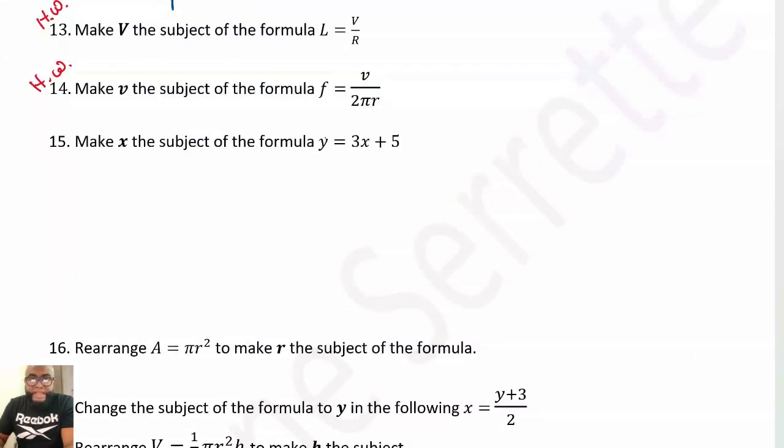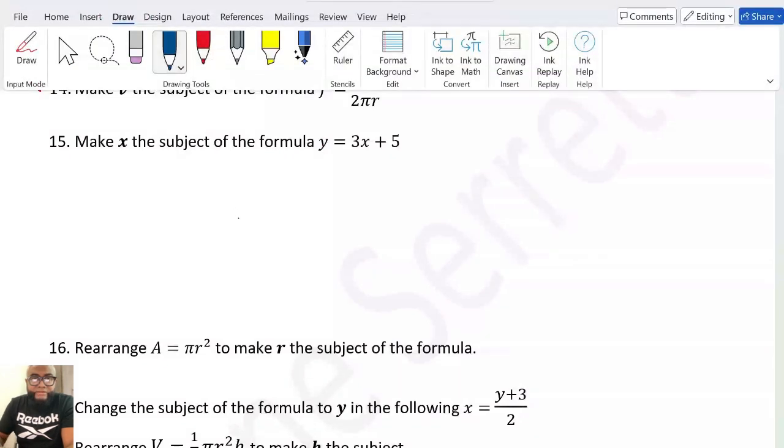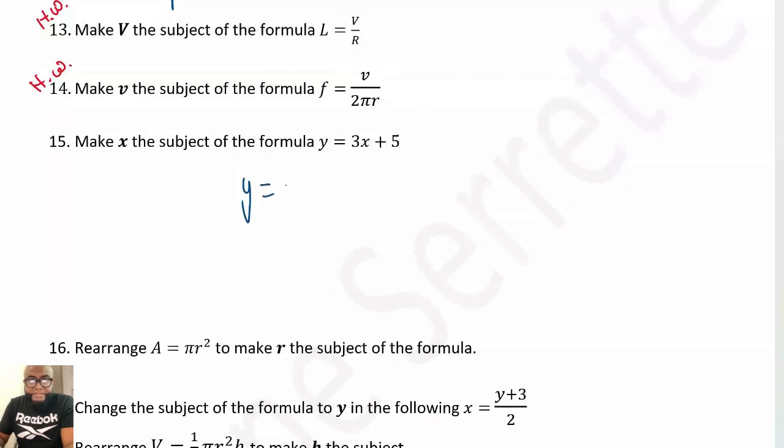Right. So I want to make X the subject of the formula here. So let me write down Y is equal to 3X plus 5. Here, the order when we do these things: you all realize that I have two numbers here. Whatever is attached to the value that we want to make the subject of the formula, we deal with that last. So let's move the 5 first.